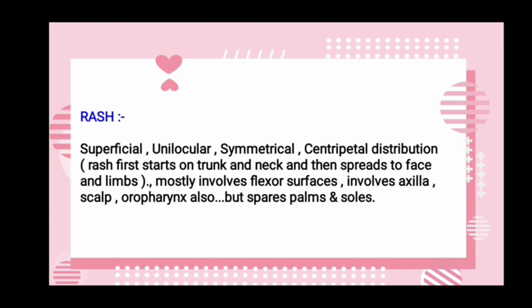The rash in chickenpox is superficial, unilocular, symmetrical, and in centripetal distribution. That means the rash first appears on the trunk and then spreads to face and limb. It involves flexor surfaces. It also involves axilla, scalp, oropharynx, but it spares palms and soles.